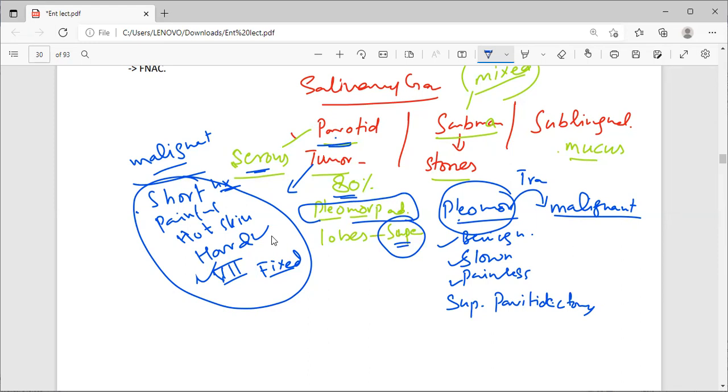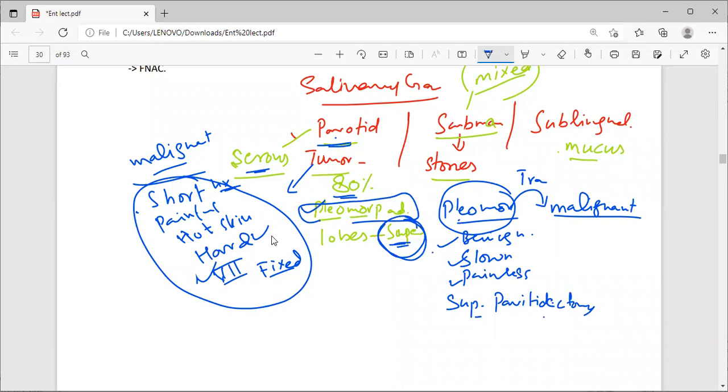in the salivary glands. Okay, and what are the features of pleomorphic? It is benign, slow growing, painless, and you have to do superficial parotidectomy. Why? To remove the superficial lobe, and along with the superficial lobe, you will remove the pleomorphic adenoma, and these can transform into malignant. Okay, so this is it.